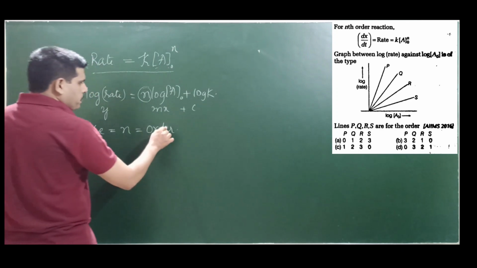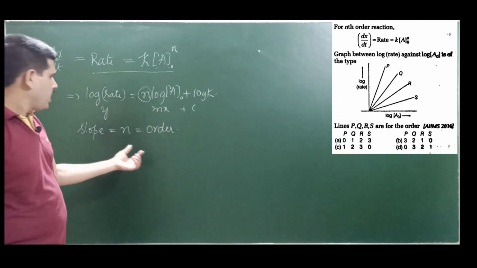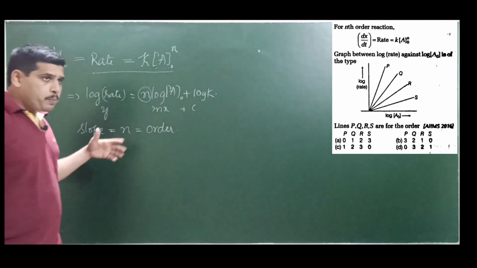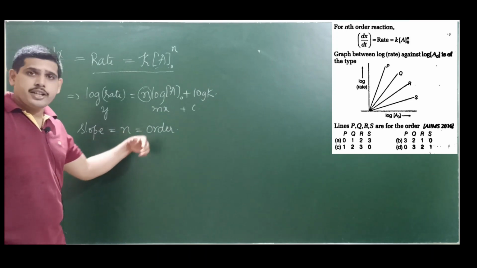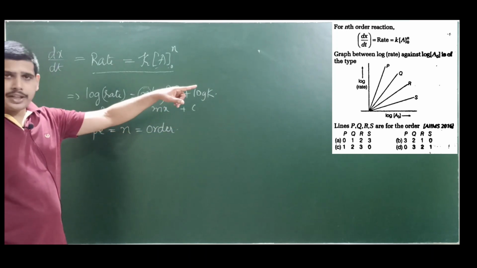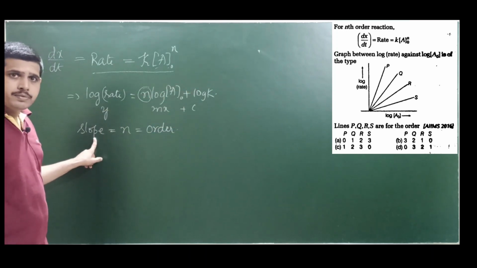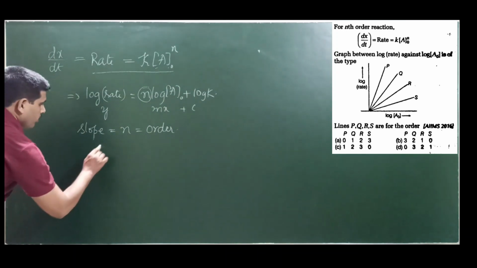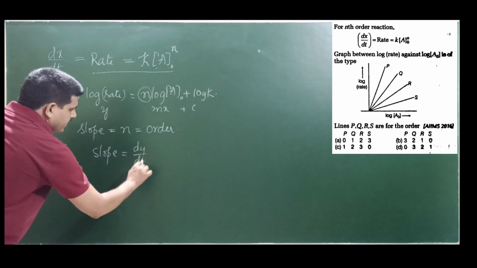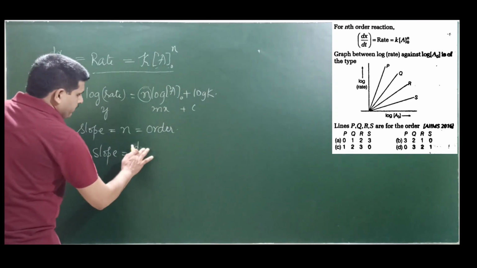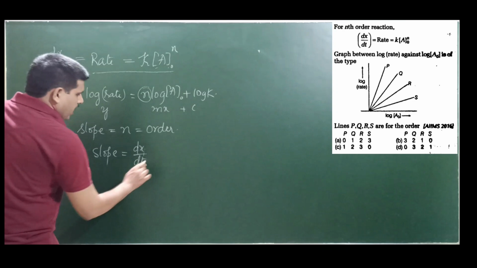So why we deduce this particular relation is because as slope is more, the n value is more or high, so the order is more. So for third order, n equal to 3, the slope has to be maximum, isn't it? What is slope? We know from that graph, slope is equal to dy by dx, or here it is dx by dt. Are you getting, dear students?